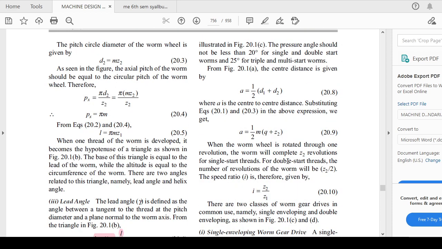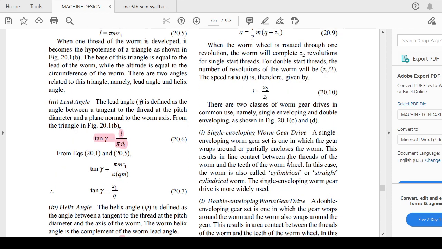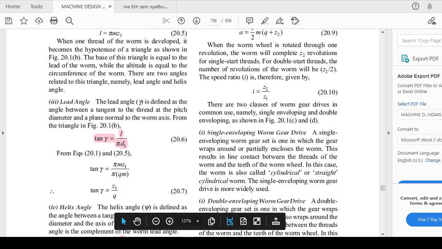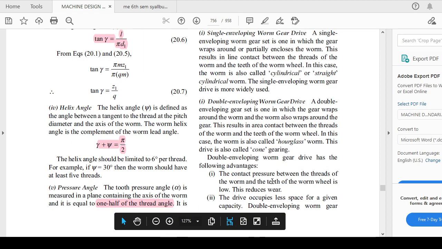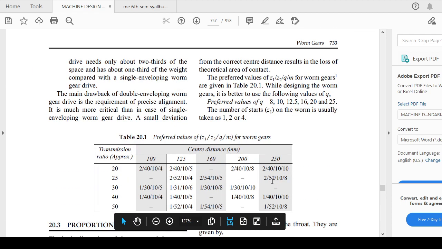Okay. Next are the different kinds of enveloping worm drives, which are single enveloping worm drive and double enveloping worm drive. Okay. Next is multi, or what are the drawbacks.